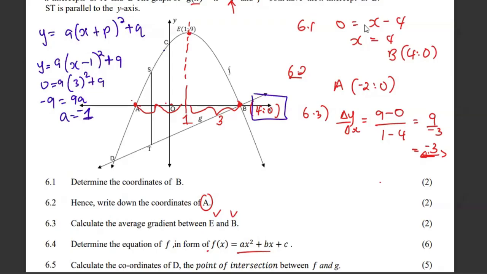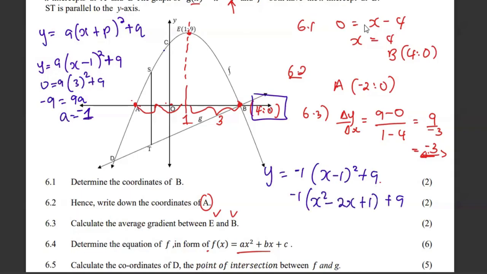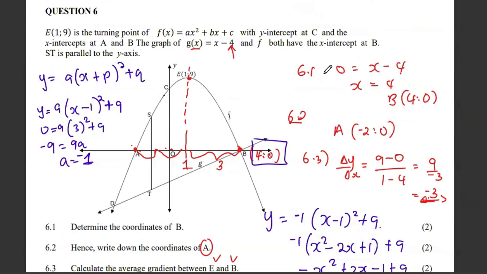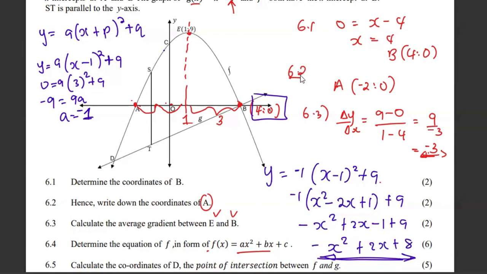Then when you punch it back, y is going to be negative 1 into x minus 1 squared plus 9. You open this up, it's going to be x squared minus 2x plus 1, and then plus 9. So it's negative x squared plus 2x minus 1 plus 9. So it's negative x squared plus 2x plus 8. And then this becomes our final answer. Which means c is going to be 8.